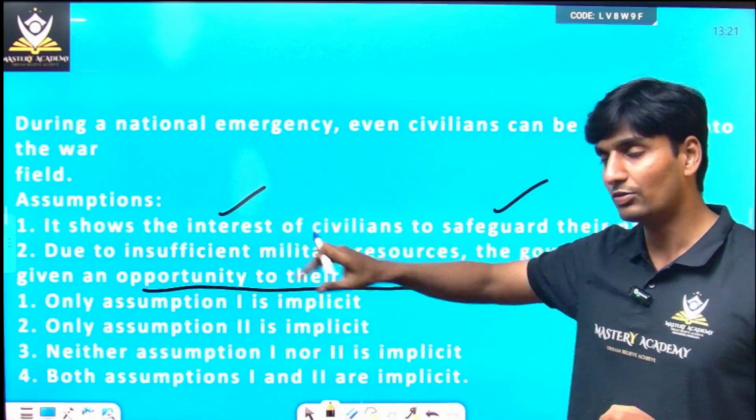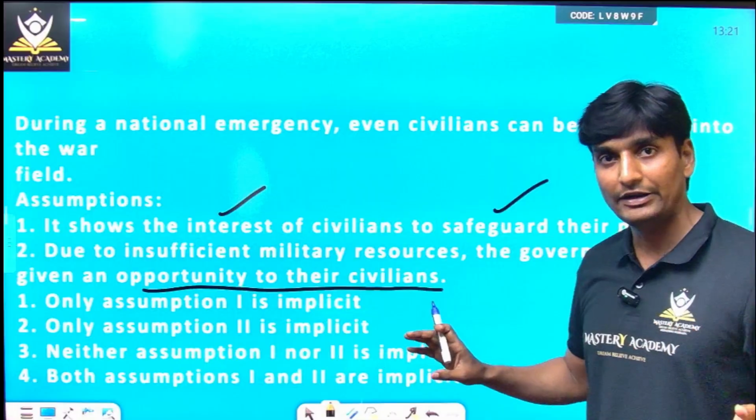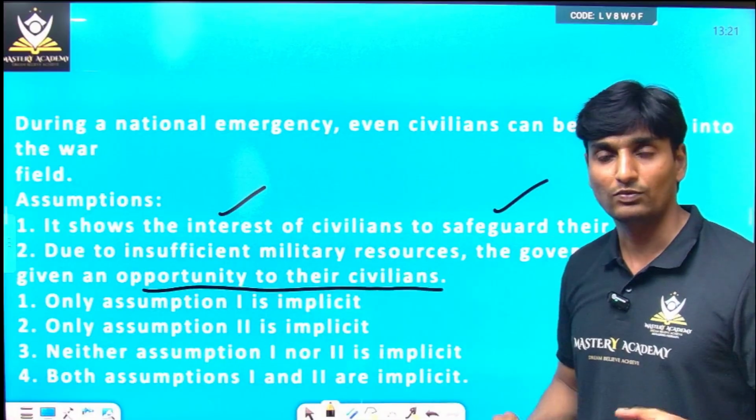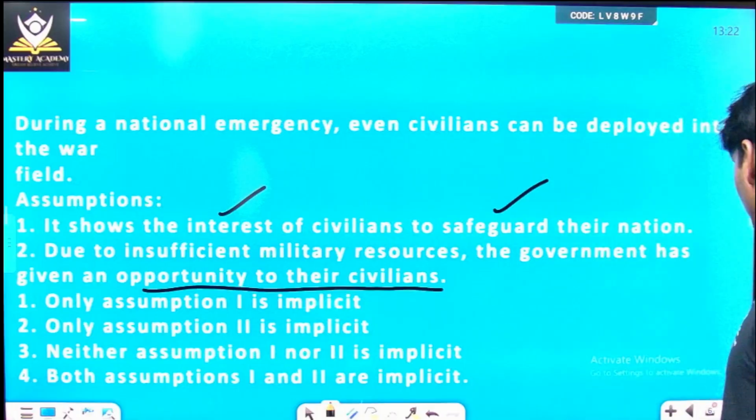So I want you to think about this question and let us know whether both of the options are right or wrong, or which of the options follow. Let us know guys in the comment section. Okay, so we'll move on to the next question.